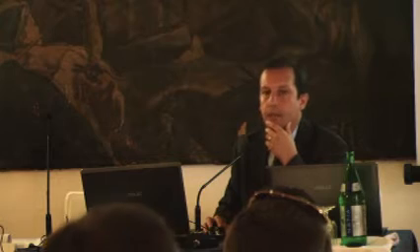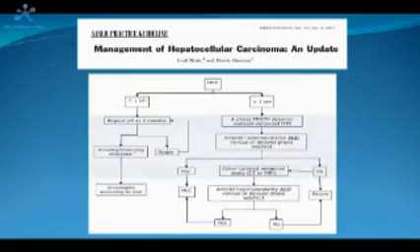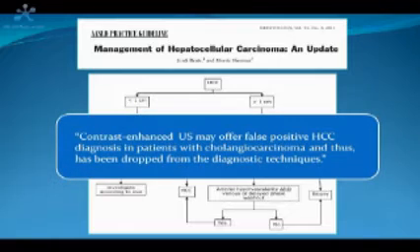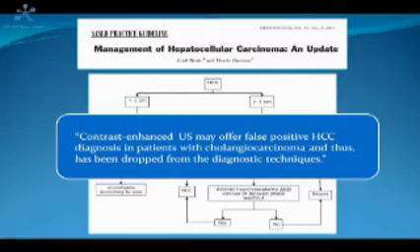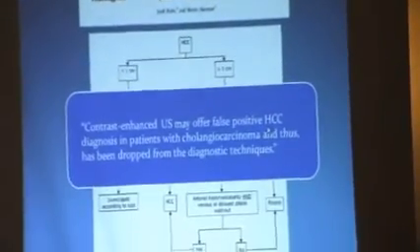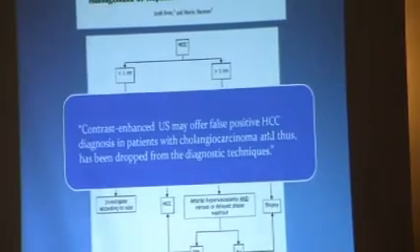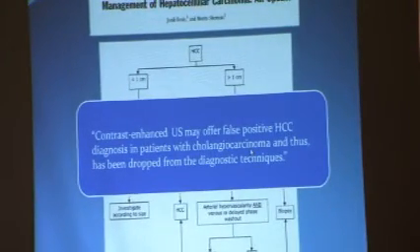But it's the same statement of the American version of these guidelines, where only CT and MRI are considered because CEUS may incorrectly diagnose an HCC, which in the end is a cholangiocellular carcinoma.